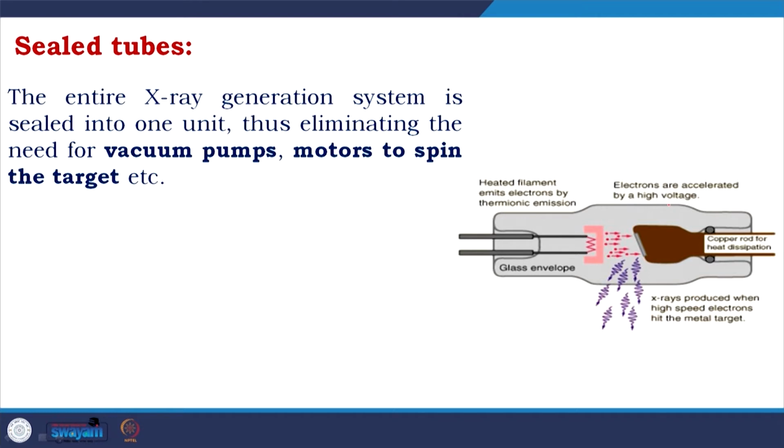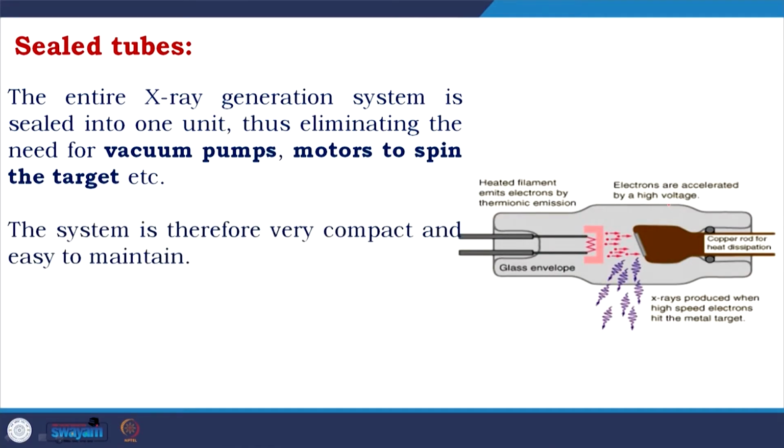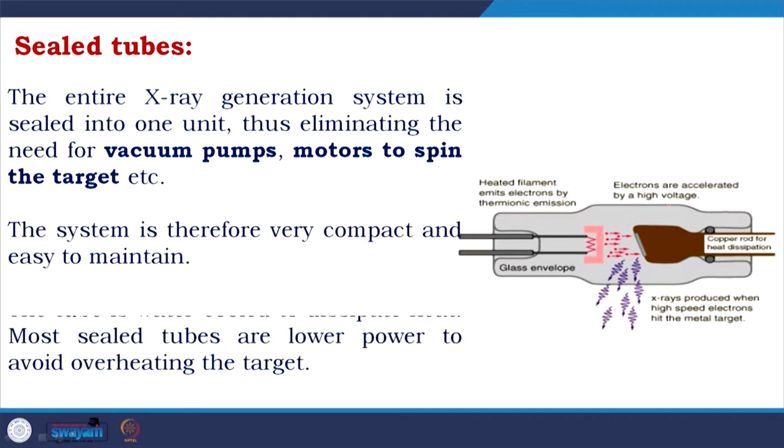So, we talked about different aspects. First, the generation of electrons, then using them to speed up by focusing through the cathode, and then it goes again. So, all the processes in the sealed tube are in one unit. So, you do not need other things. The system is therefore very compact and easy to maintain.